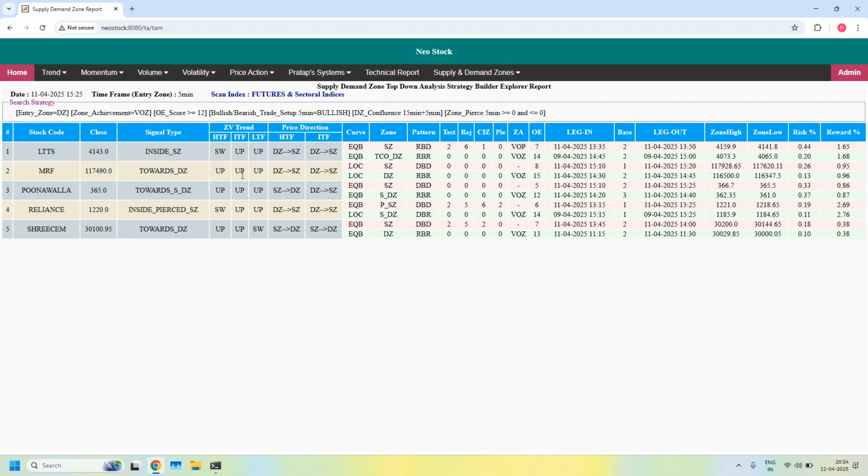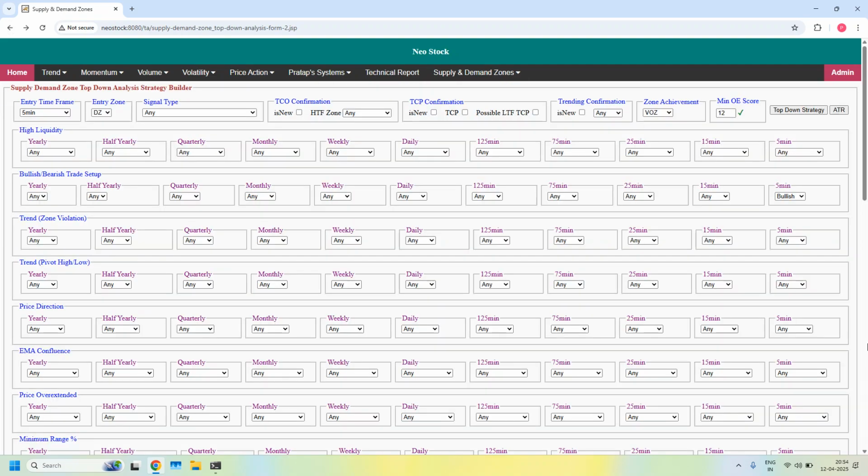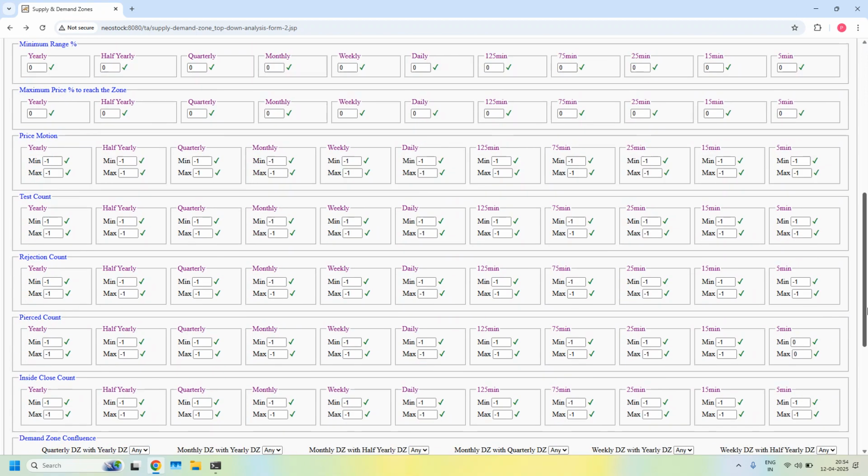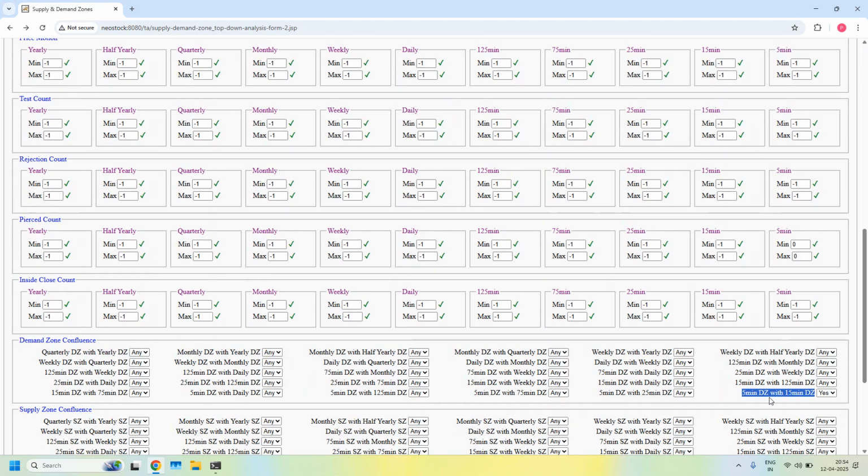And none of the 15-minute zones are having daily EMA confluence. I already verified, so no need to check. Next, we will look into LTF, ITF, HTF zone confluence supported stocks. That is 5 minutes and 15 minutes, and then 5 minutes with 75 minutes demand zone confluence, and also 15 minutes demand zone with 75 minutes demand zone confluence.